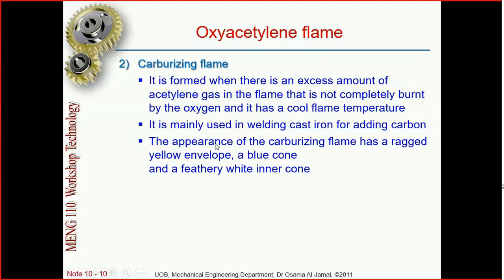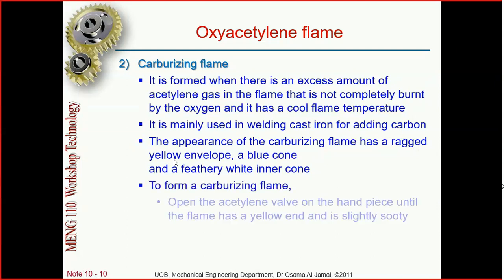Now the carburizing flame has a yellow envelope, inside a blue cone, and a feathery white inner cone. So inside it is white. After that there is blue, then there is a yellow envelope. So this is how a carburizing flame looks.